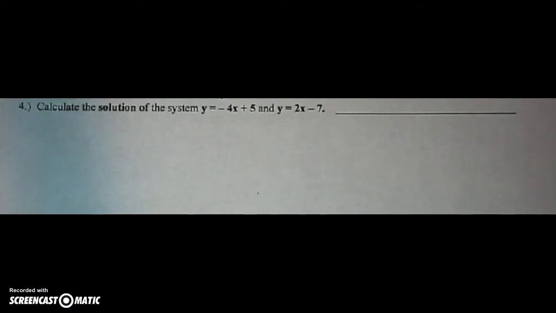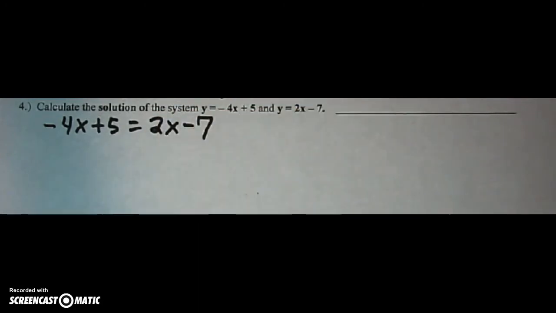So let's get to question number 4. Number 4 says calculate the solution of a system that includes those two equations. They're both in slope-intercept form, so we can set them equal to each other. We can use equality to find the common solution, or the point of intersection. Another way of saying that if we're talking about the graphs. So we set those two equations equal to each other.